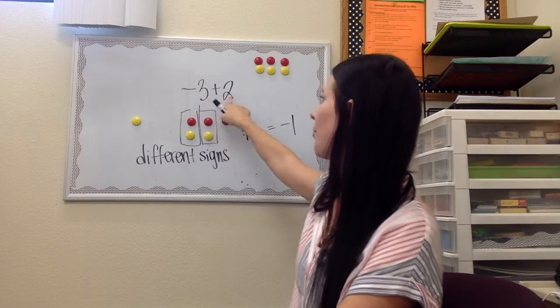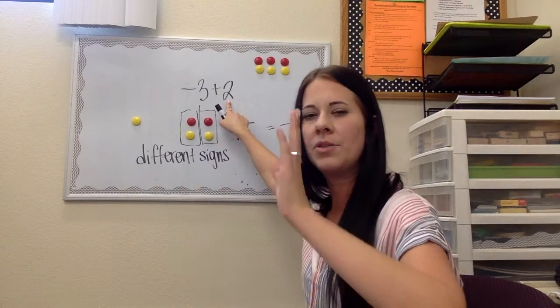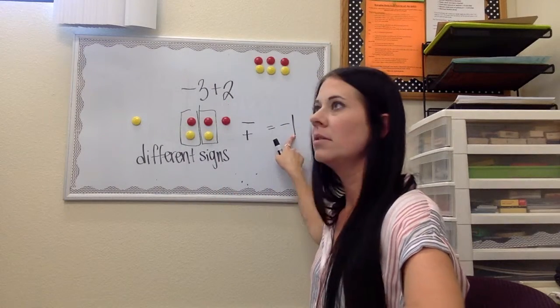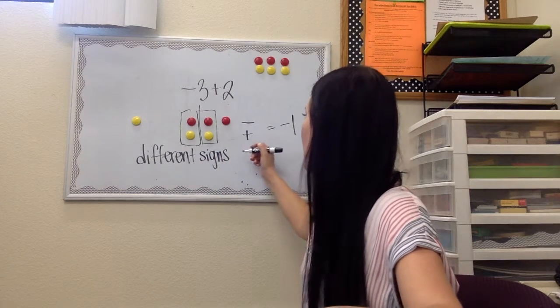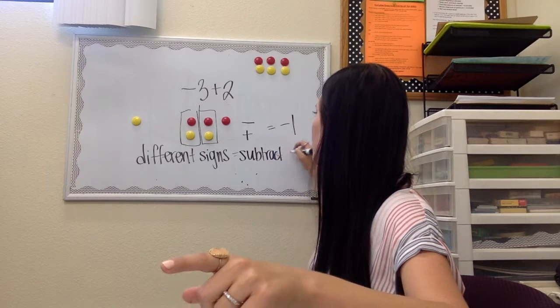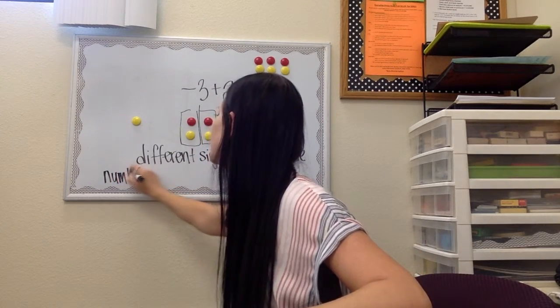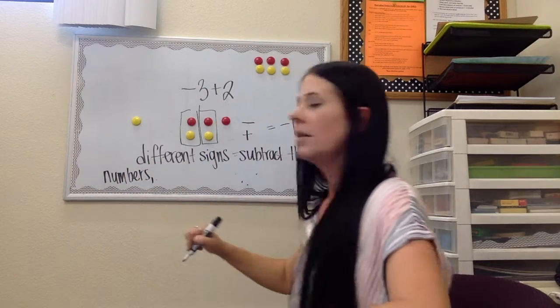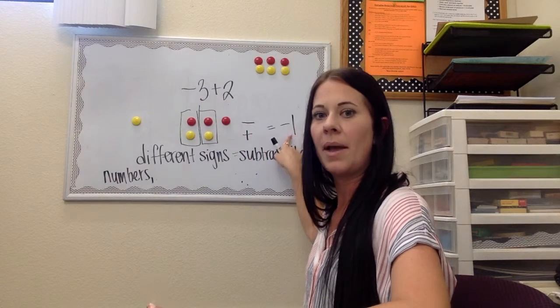What did I do with 3 and 2? Don't think negative, don't think positive. Just 3 and 2. What did I do with 3 and 2 to get 1? I subtracted them. So when I have different signs, I'm going to subtract the numbers. Now, where did this negative come from? Because I subtracted the numbers. 3 minus 2, I got my 1.